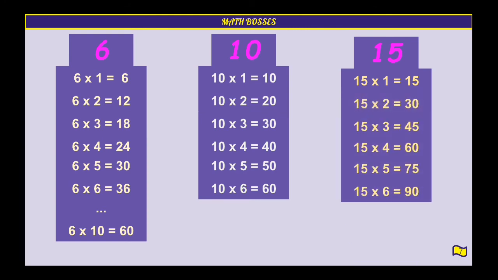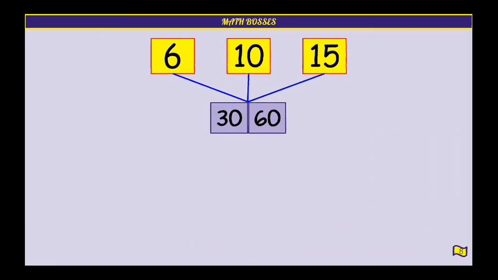Remember, we are trying to understand the term common multiple. So we'll notice 2 common multiples among 6, 10 and 15, which are 30 and 60. So given this, since 30 is less than 60, the least common multiple is then 30.